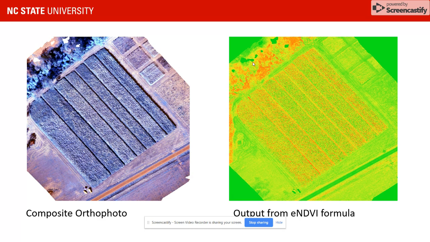So here's some images for results. Here's the composite orthophoto on the left that I've already shown. And on the right is the output from the raster calculator with the ENDVI formula. On a scale of red being the least healthy, and the most negative, and green being the most positive, the most healthy plants, a scale of -1 to 1.